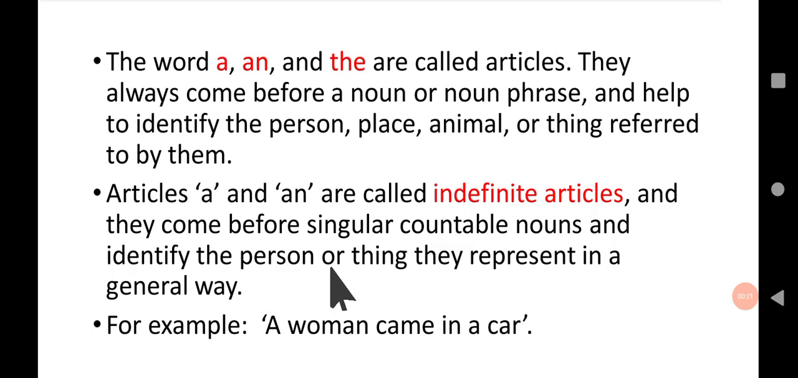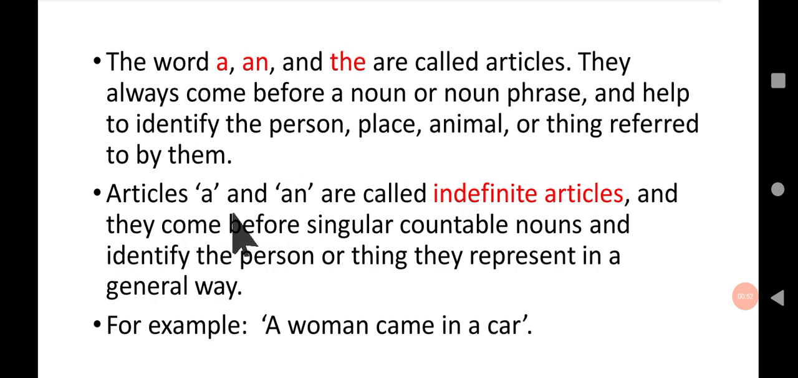We have three articles. They are a, an, and the. When we divide them, a and an are called indefinite articles, whereas the is called the definite article. See here, they always come before a noun or noun phrase, and help to identify a person, place, animal, or thing referred to by them. So these articles are used with a noun or noun phrase.